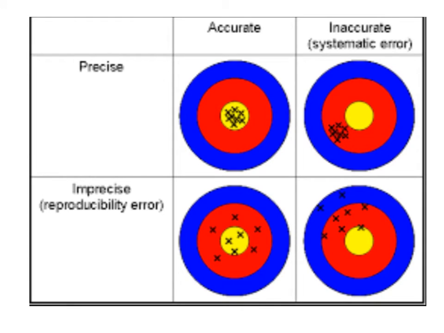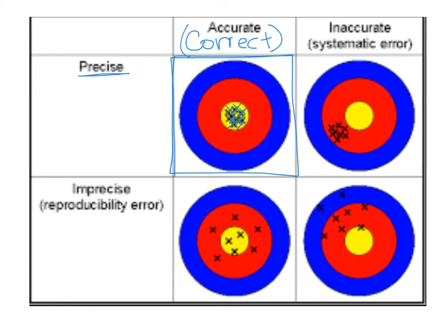This is a diagram to help you understand the difference between being accurate and precise. In the first box, you can see that every single time the person is hitting the bullseye. That means that they are at the correct location that they want to hit, so that means that they are accurate. And every single time they're hitting the bullseye, so they are precise, which means that they are constantly hitting in that same location. They're getting the same results every single time.